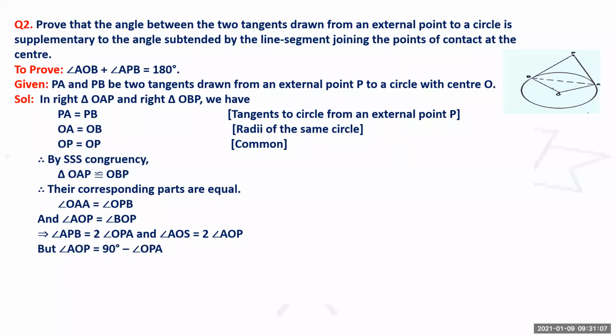But angle AOP is 90 degrees minus OPA. So twice angle AOP equals 180 minus twice angle OPA. You just substitute that. You'll get angle AOB equals 180 minus APB. So you'll shift minus APB to the other side. You'll get angle AOB plus angle APB equals 180 degrees. Is this clear to all the students? Any difficulty in this? You all can let me know.